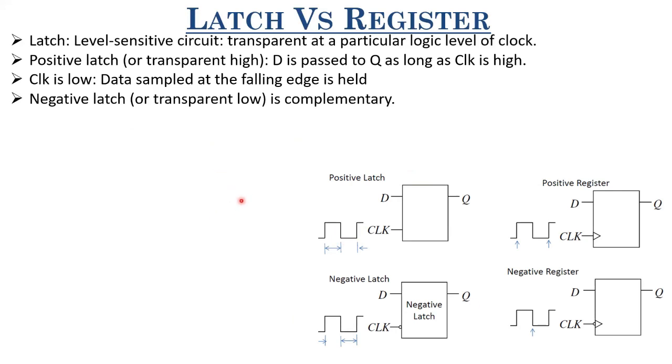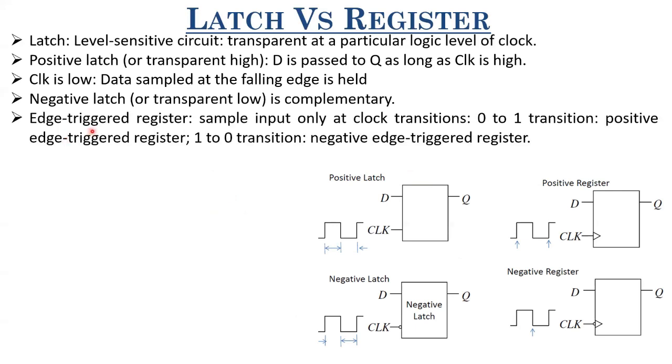Now let us talk about registers. What are registers? Registers are basically edge triggered. They sample input only at clock transitions. So here I said that as long as the clock is high or low, depending upon whether it's a positive latch or negative latch, D is continuously passed to Q. But in registers, that's not the case. D is sampled to Q only at clock transitions. So if the data is being sampled at a low to high transition, it's called a positive edge triggered register.